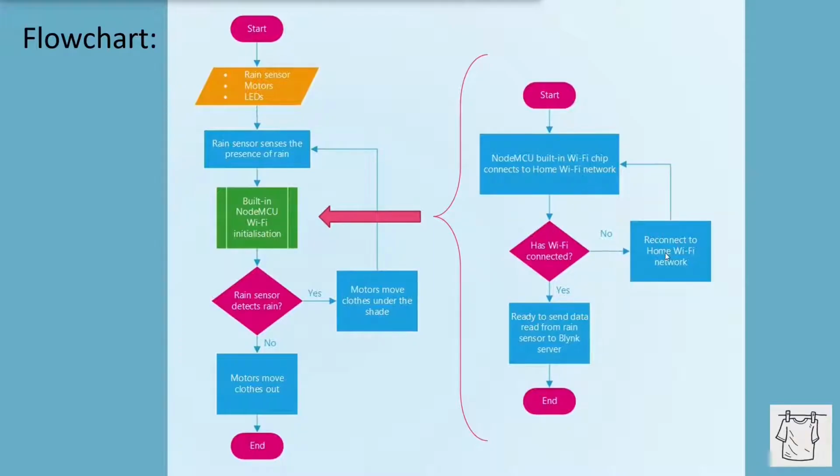If the Wi-Fi does not appear to be available, it will try to find and reconnect to the home Wi-Fi network again, and it will loop here until the Wi-Fi is present and it is ready to send data read from the rain sensor to the Blink server. After the initialization, it will begin to detect the rain from the rain sensor. If there is rain, the motors will move the clothes under the shade, and it will always loop here to detect the presence of the rain. If there is no rain, the clothes will move outside, and that's the process of the system here.